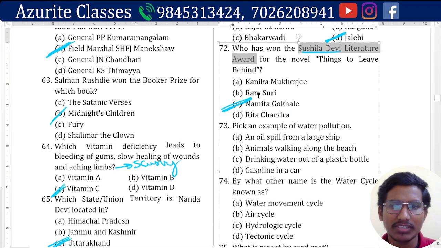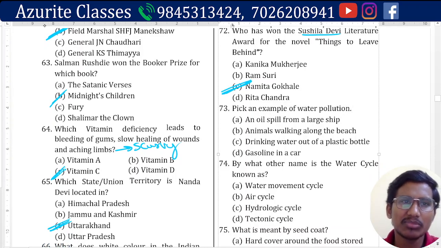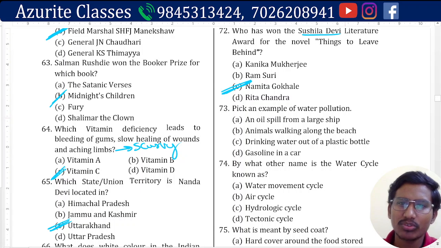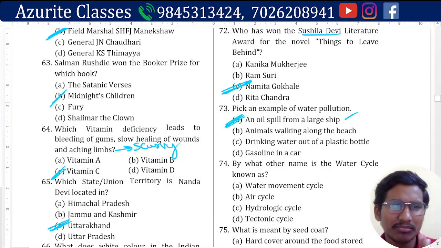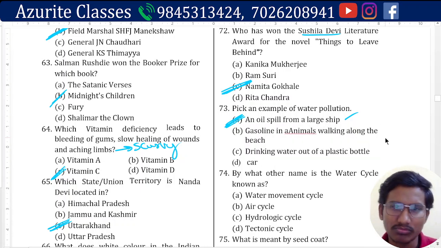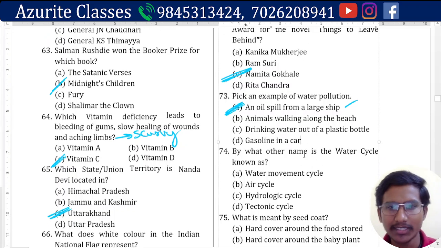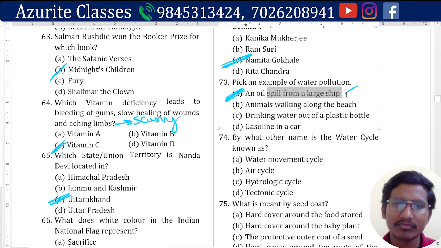Okay. Now 73. Pick the example of water pollution. So water pollution will be what? An oil spill from a large ship. Yes, water pollution will come. So animal walking along the beach? No, that will not harm anything, right? Drinking water? We can drink and go, so there is no problem. Gasoline in the car? That is not causing pollution in the water, right? So that is why oil spill is the water pollution.